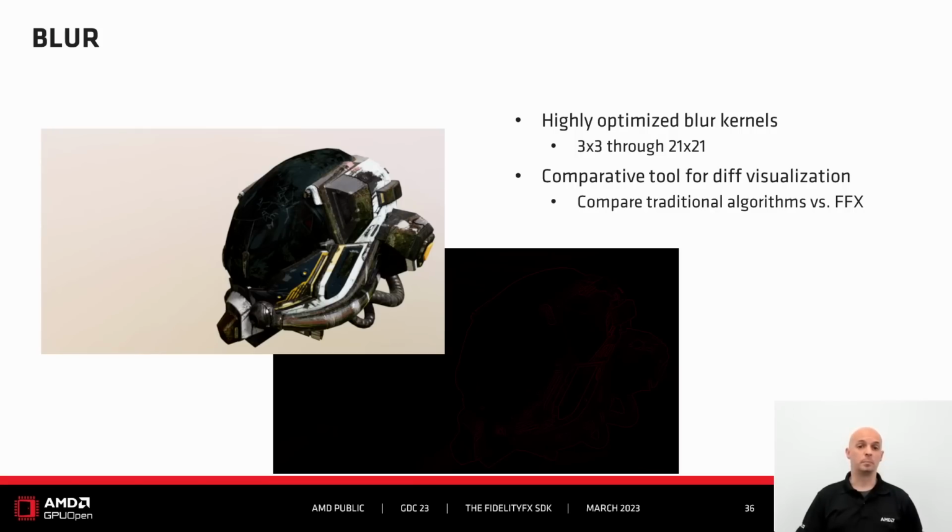And our last new sample is Fidelity Effects Blur. This sample features a highly optimized set of blur kernels that can run from 3x3 to 21x21. Now, the sample also features a comparative diff tool to allow you to see the difference between the Fidelity Effects Blur kernel versus other common blur approaches like single-pass box filters, multi-pass separable filters, and multi-pass separable filter transposes.